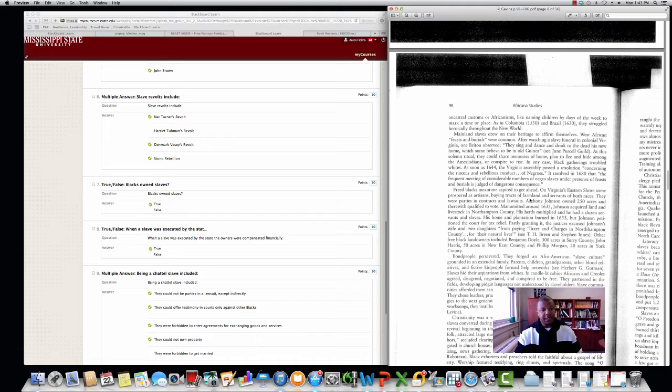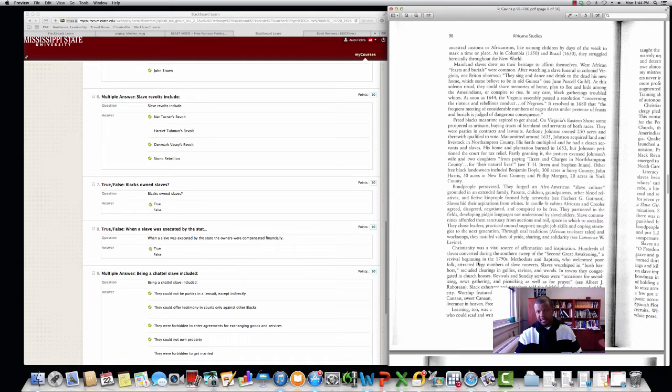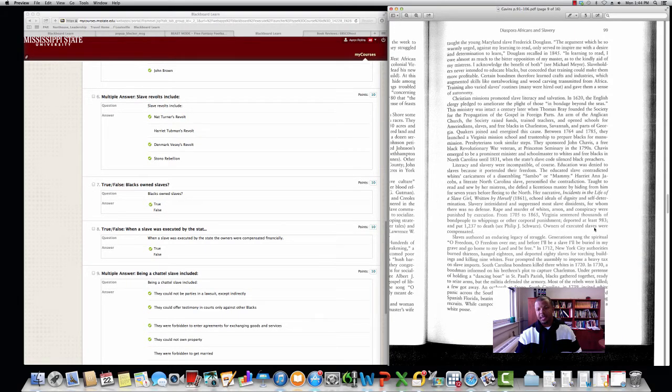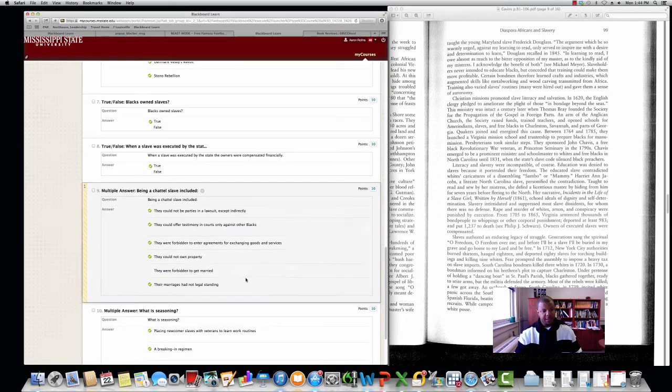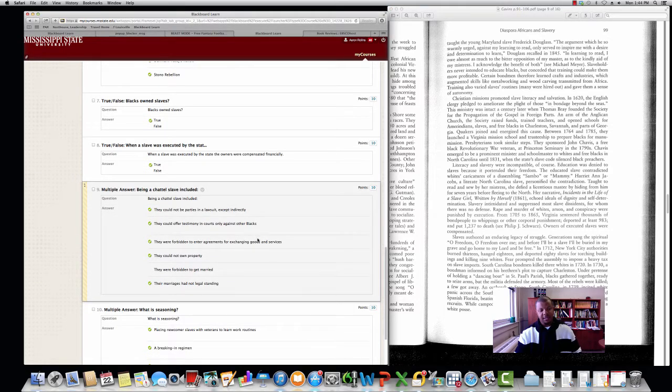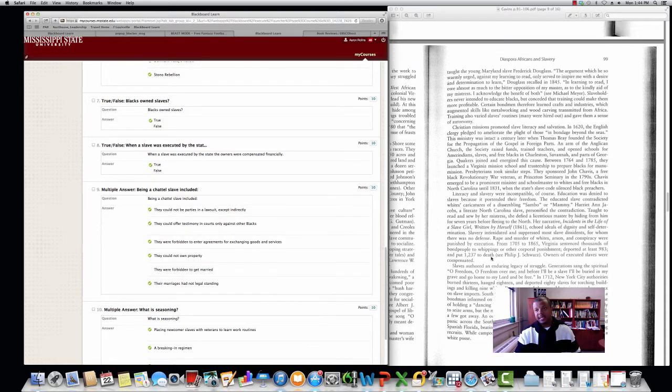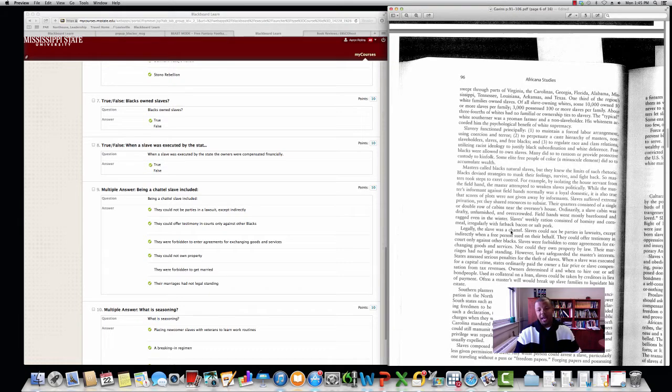Number 8, when a slave was executed by the state, the owner was compensated financially. True or false? That's on page 99. Owners of executed slaves were compensated. Number 9, chattel slavery. A lot of you all got a few of these right, but I want to show you all where this question came directly from. Number 9 was on page 96. It's talking about chattel slavery. And right here it says slaves could not be parties in a lawsuit. They could offer testimony in courts. That's the second answer to this question.